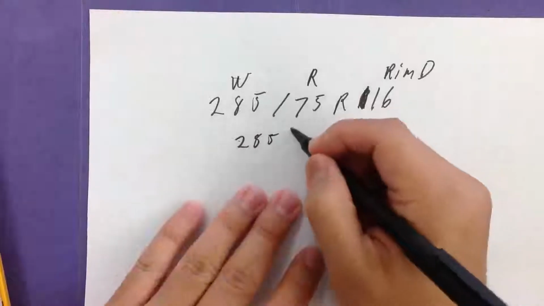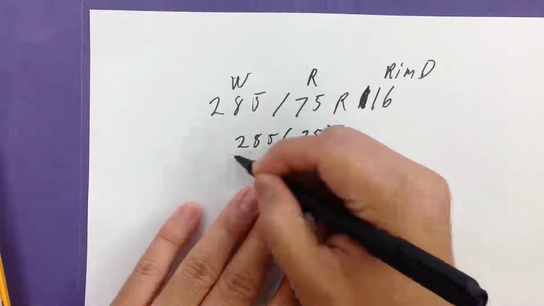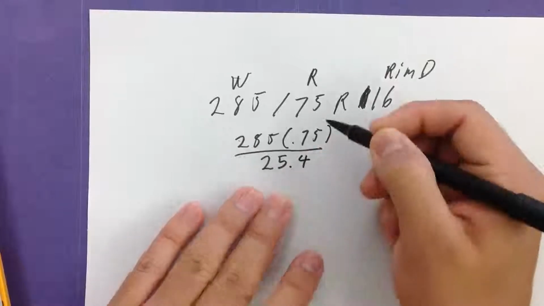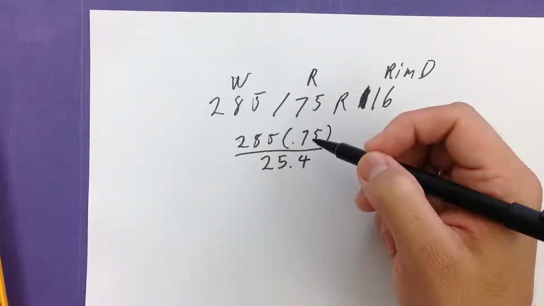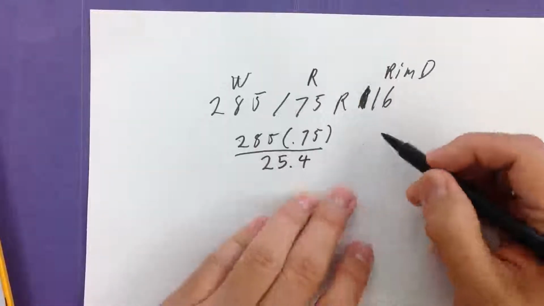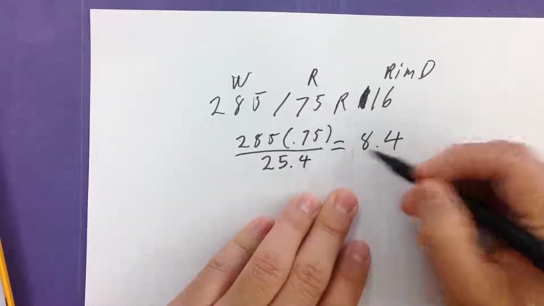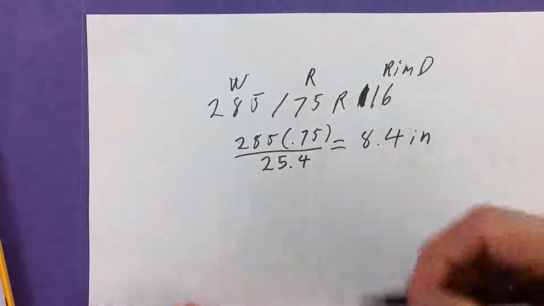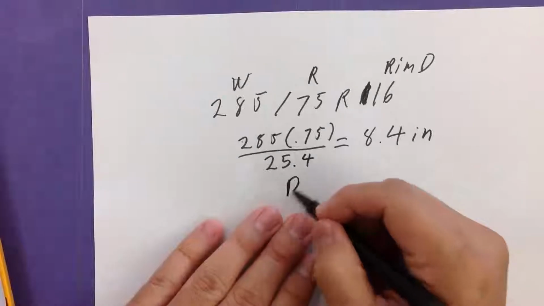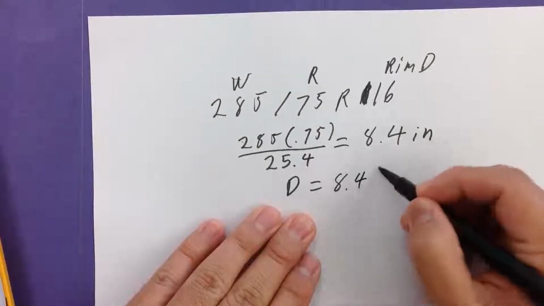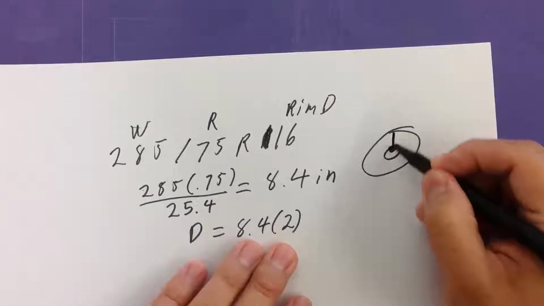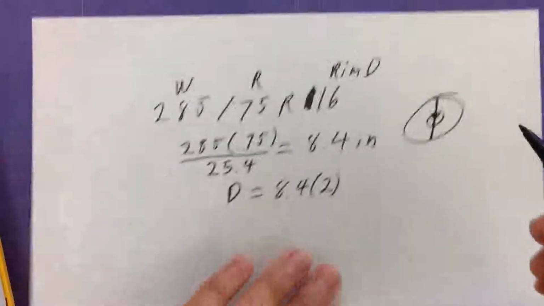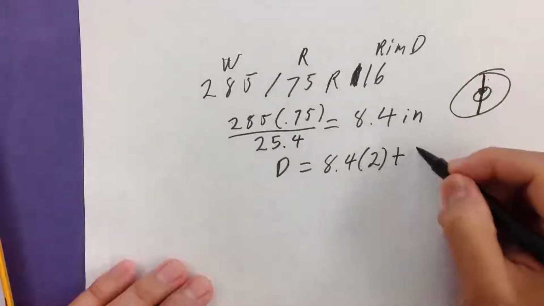285, and you're going to multiply that by 0.75 and divide that by 25.4, because there's 25.4 millimeters per inch. So 285 times 0.75 divided by 25.4, that's 8.4 inches. Now to get the diameter of the tire, we take 8.4 and multiply that by 2, because there's one on the top and one on the bottom. Remember the donut, one right there and right there. That's the 8.4, and then we have the rim diameter, plus 16.